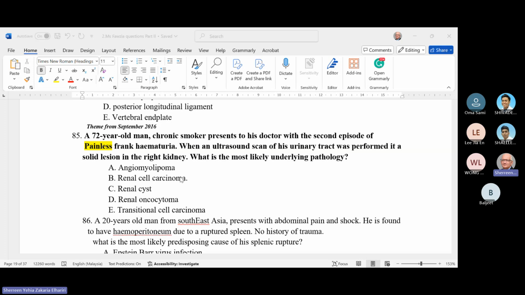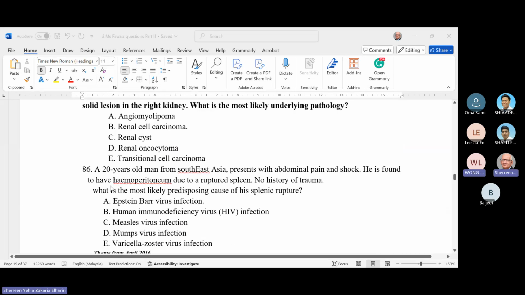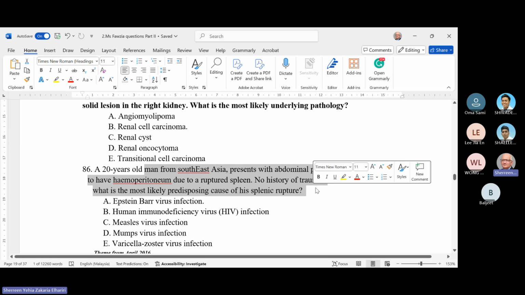Renal cell carcinoma is characterized by a triad: renal swelling, painless frank hematuria, and polycythemia. Polycythemia means an increased number of RBCs. Does anyone know why a patient with renal cell carcinoma has polycythemia? Paraneoplastic syndrome, yeah, paraneoplastic due to an increase of erythropoietin. Okay, it is important to know that.